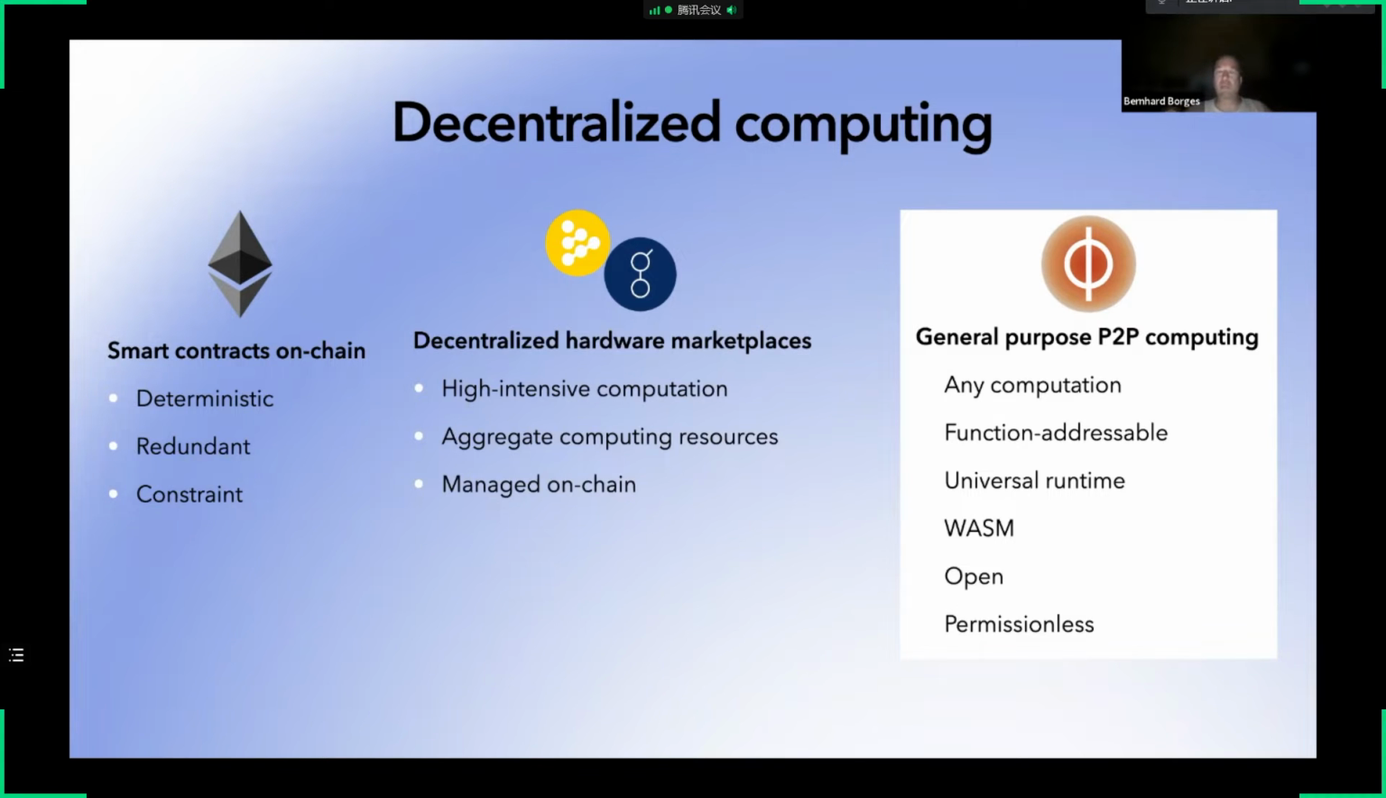Where Fluence comes in is basically general purpose peer-to-peer computing. So fundamentally, any business logic you're able to express, you should be able to implement and execute. And as part of that computational model in a peer-to-peer decentralized manner, we're looking at function addressability as being sort of roughly the equivalent of content addressability. We're looking at bringing a universal runtime for WebAssembly IT to the market, which is available today. And we're looking at bootstrapping open permission networks.